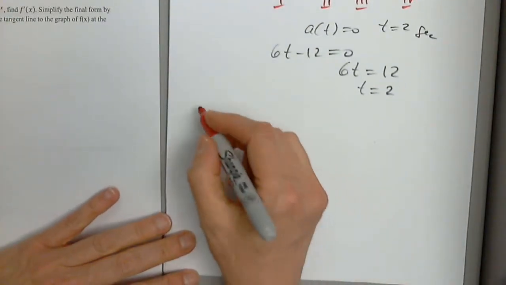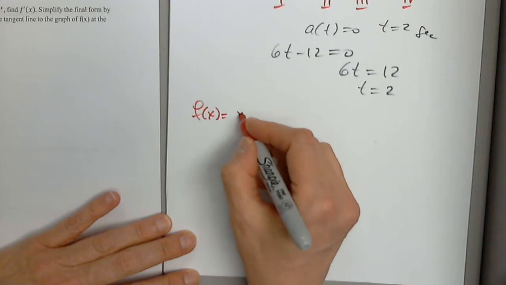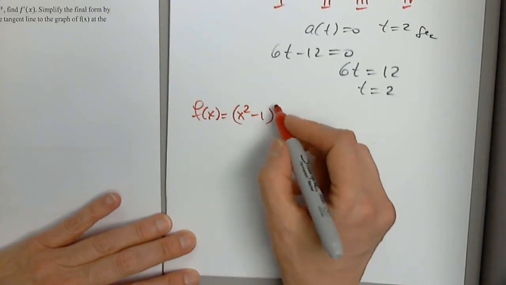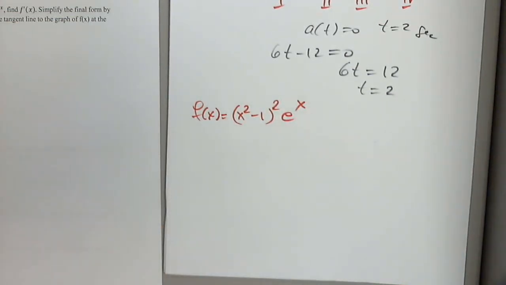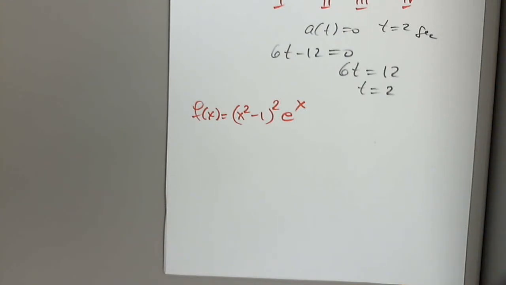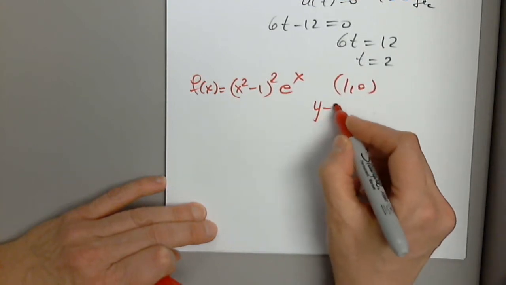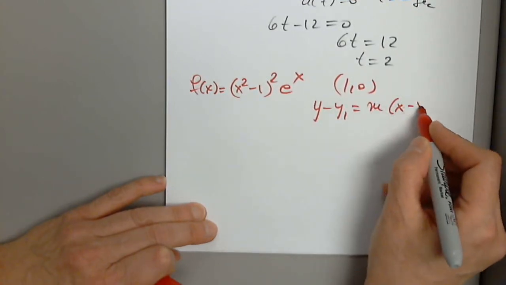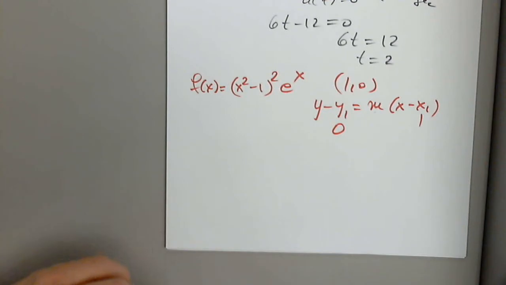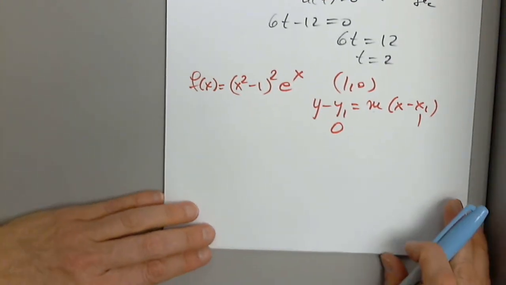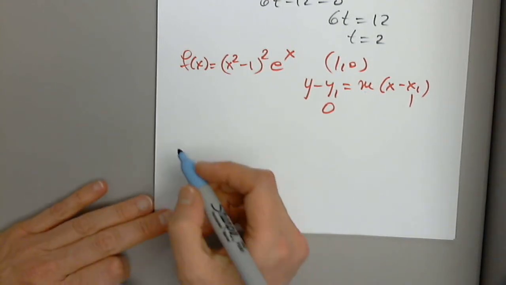We're given f of x, which is (x squared minus 1) squared times e to the x. Find f prime, simplifying the final form by factoring. Find the equation of the tangent line to the graph of f of x at the point (1, 0). How do we start this one? Product rule and power rule. So we have to find the derivative. Ready? Can anyone get us started for the derivative?